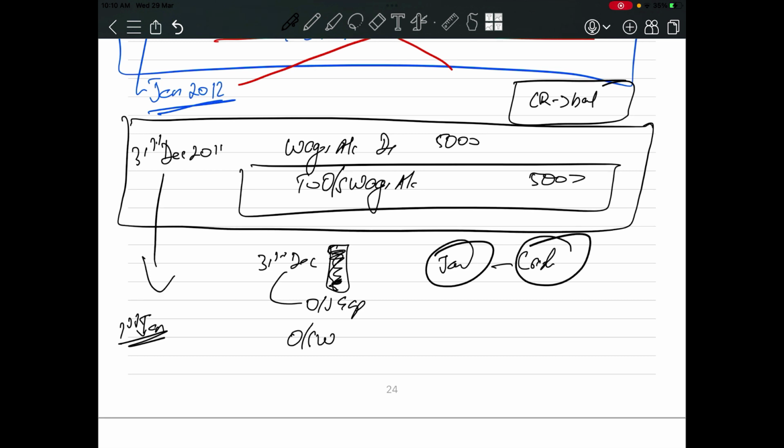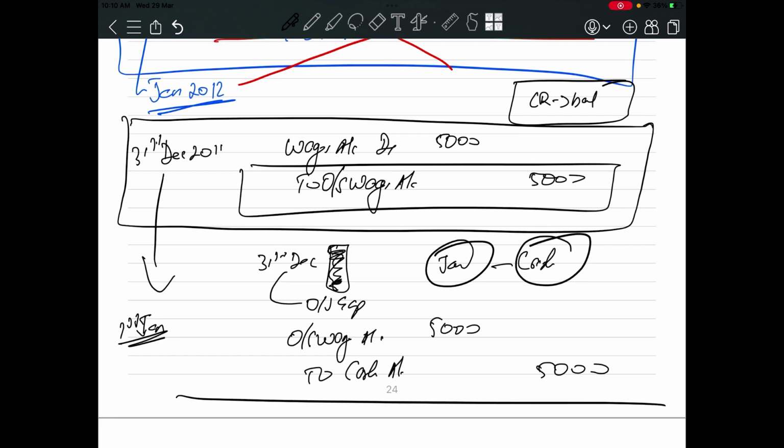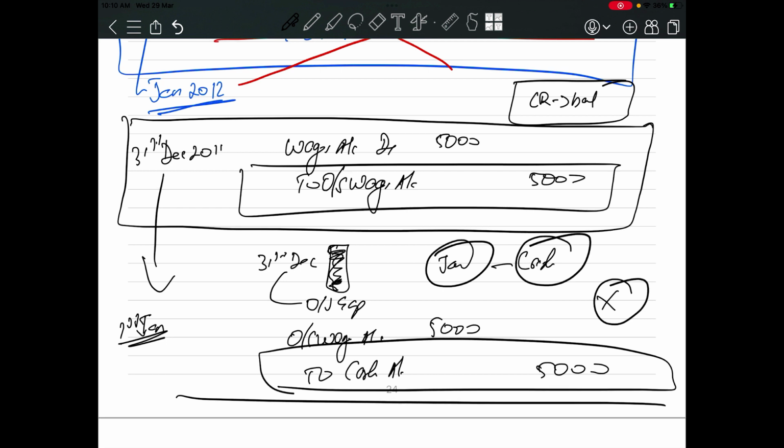We will debit the outstanding wages account and credit the cash account. We are debiting a liability, so when we debit a liability, our liability will be finished, and we are crediting cash. So what is the rule? Debit what comes in, credit what goes out. So cash is going out and our liability is finished. We have debited our liability, we have reduced our liability.